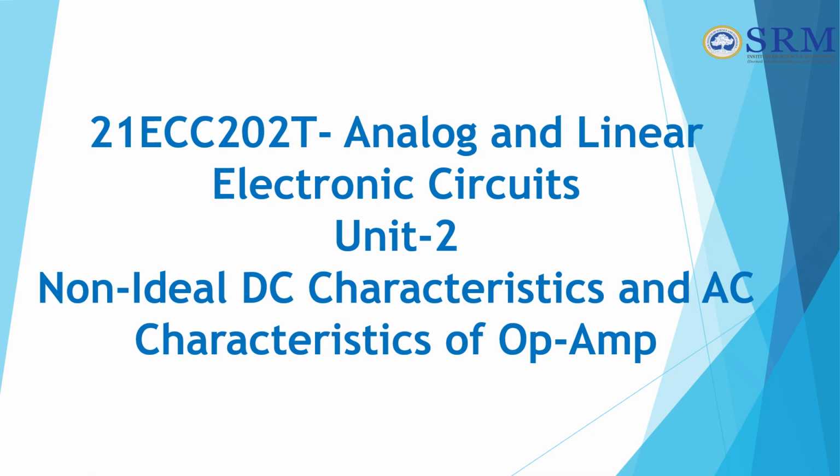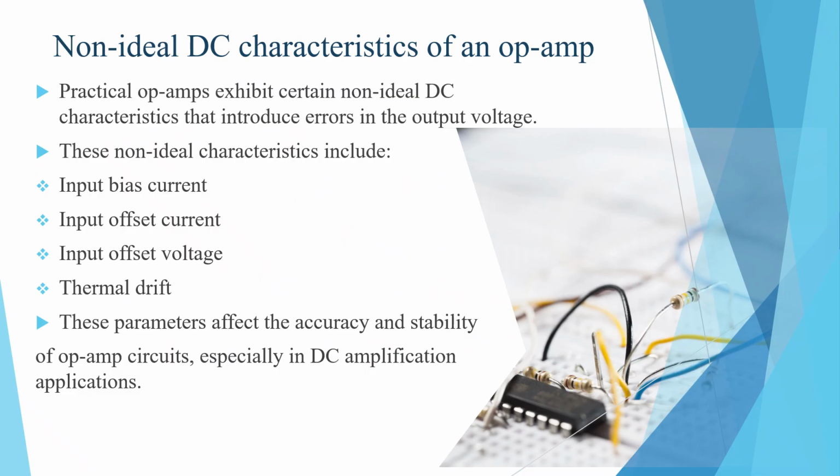21ECC202T Analog and Linear Electronic Circuits. Unit 2: Non-Ideal DC Characteristics and AC Characteristics of Op-Amp. Non-ideal DC characteristics of an op-amp.